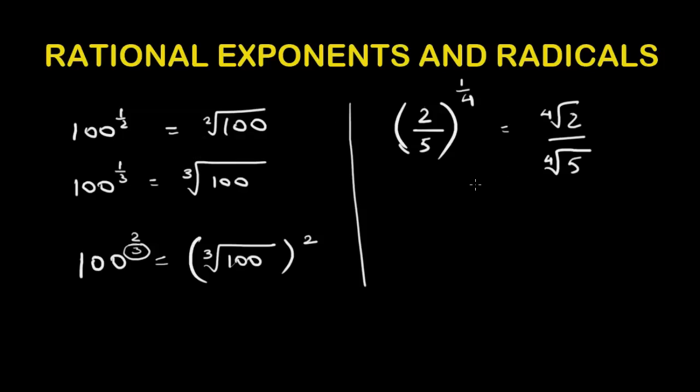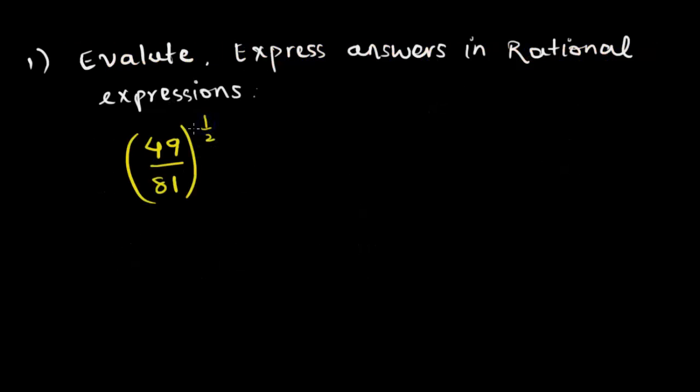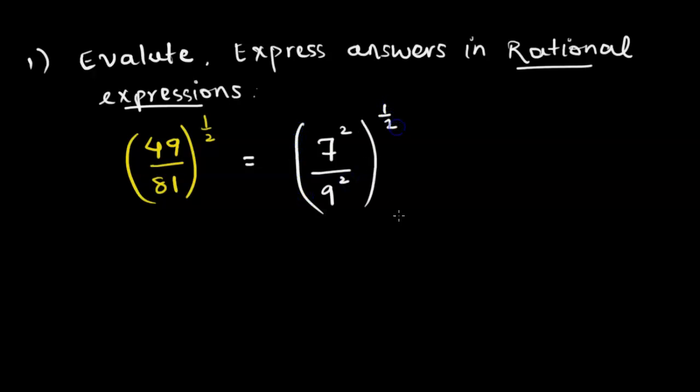Now, since we have understood the relationship between the radicals and rational exponents, let's do a few questions to understand it better. Okay, let's say the question wants us to evaluate and express the answers in rational expressions. Rational expression means writing the answer as fractions and not as decimals. So how do we solve this question? We know 49 can be written as the square of 7 and 81 can be written as the square of 9, and the whole thing has a power of 1 over 2.